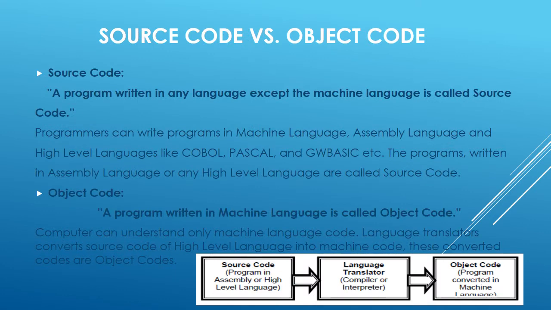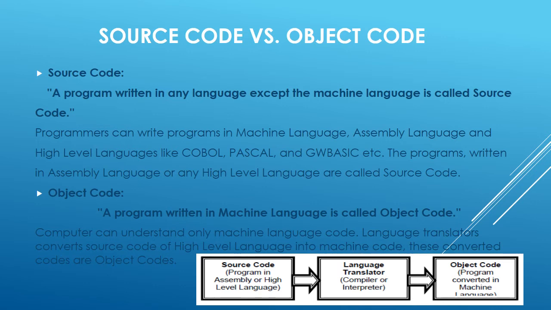We have already discussed source code and object code. Here is the proper definition for the source code. A program written in any language except the machine language is source code. Programmers can write programs in machine language, assembly language, and high-level languages like COBOL, Pascal, and GW Basic, etc. The programs written in assembly language or any other high-level languages are called source code.